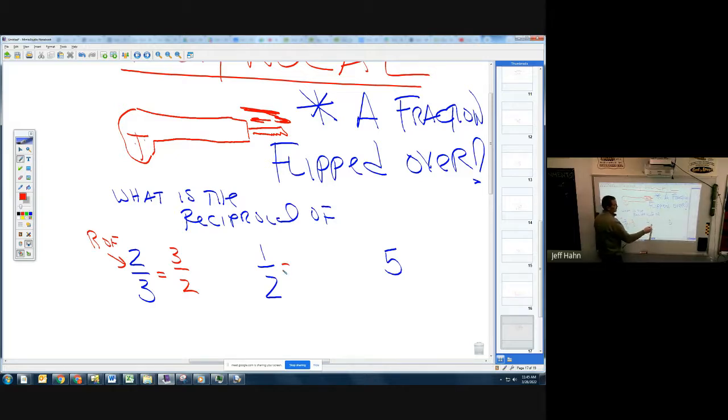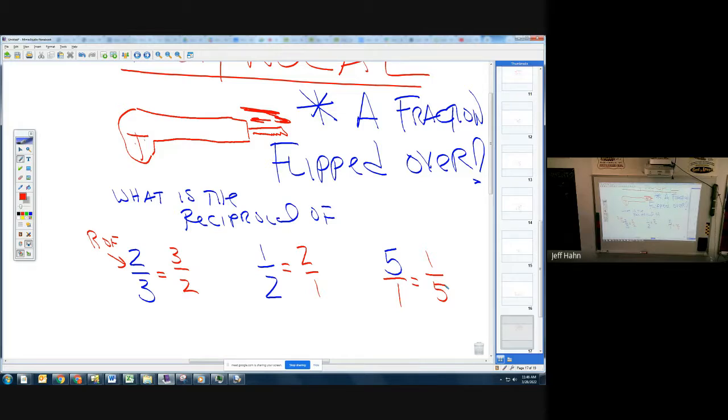The reciprocal of 1/2, flip that over, is 2/1. That's not very hard, is it? Now 5 might be a little confusing. Before you find the reciprocal of 5, you need to make 5 a fraction. What is 5 as a fraction? It is 5/1. So what would it be as a reciprocal? 1/5. Okay. It's just that easy. Let me see if it gets any harder.